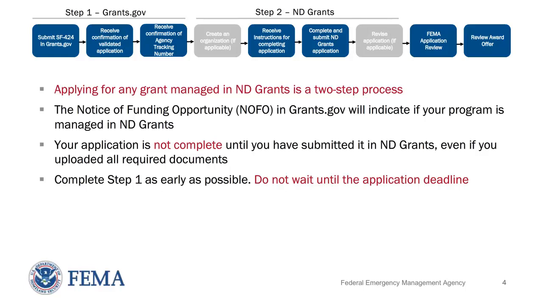You must log into ND Grants to complete and submit your application. The application is not complete until you click Submit in ND Grants, even if you uploaded all required documents in grants.gov. To ensure you have sufficient time to complete both steps of the application process, please complete Step 1, Submission of the SF-424 in grants.gov, as soon as possible. Once you have submitted your final application in ND Grants, it will undergo extensive FEMA review. If FEMA approves your application, you must log into ND Grants again to review and accept your award offer.